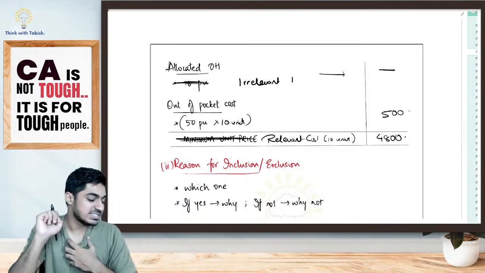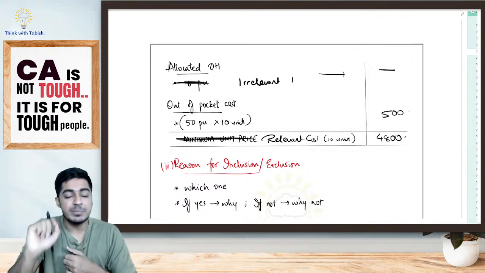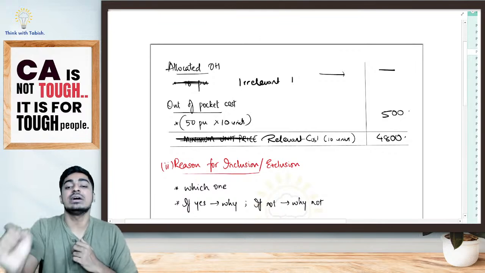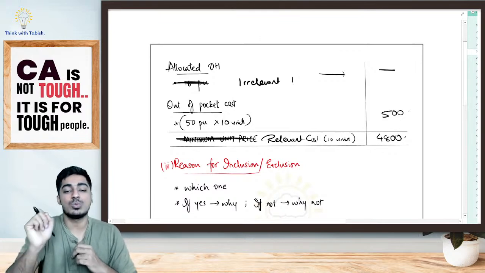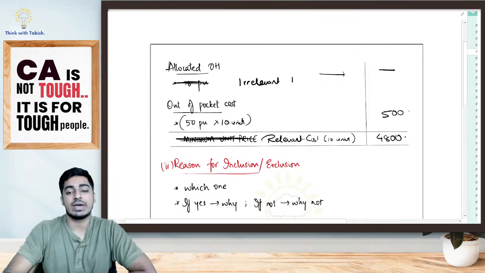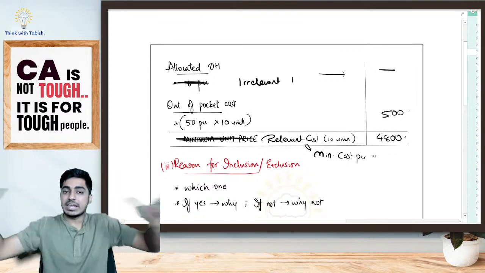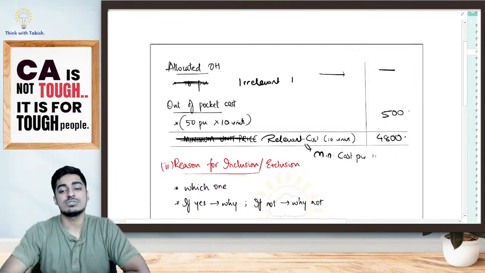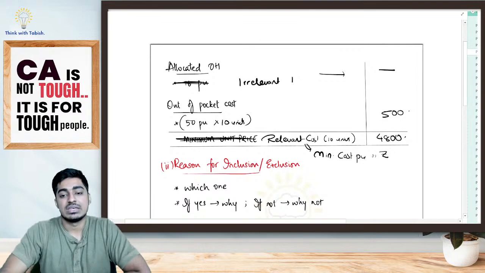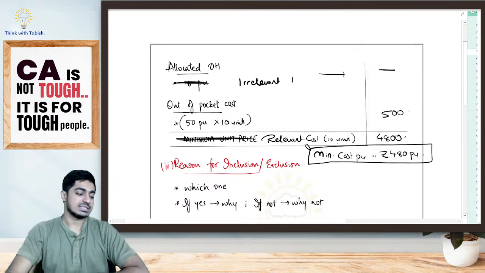What is the question asking? Look at the question specifically. Recommend the minimum price per unit. Per unit how much is required, students? So the minimum cost per unit: 4,800 is for 10 units, so for 1 unit it is 4,800 divided by 10, which is 480 rupees per unit. Is it clear?